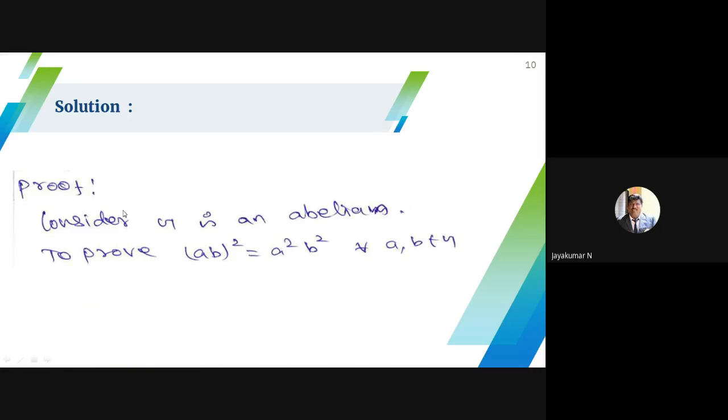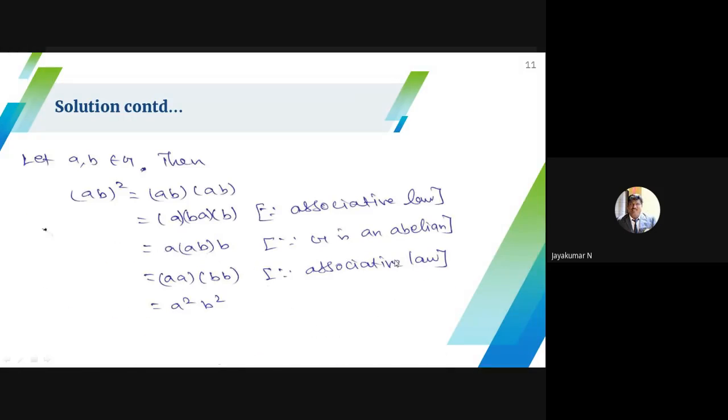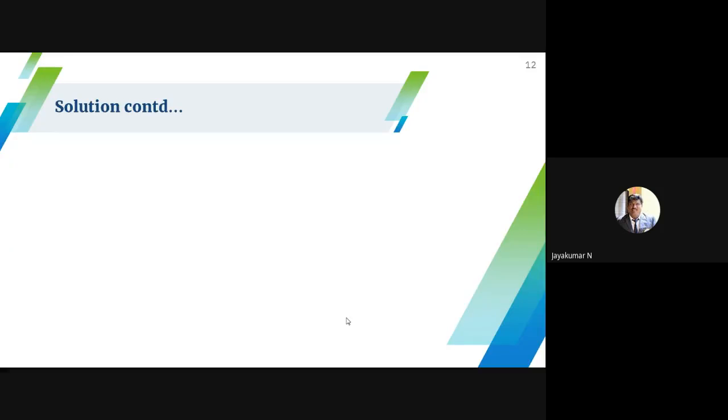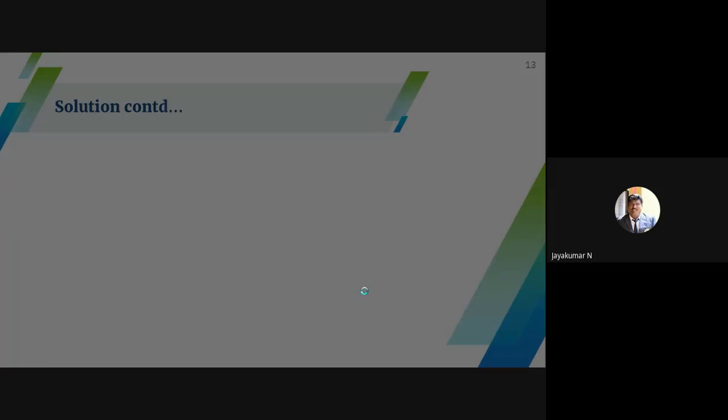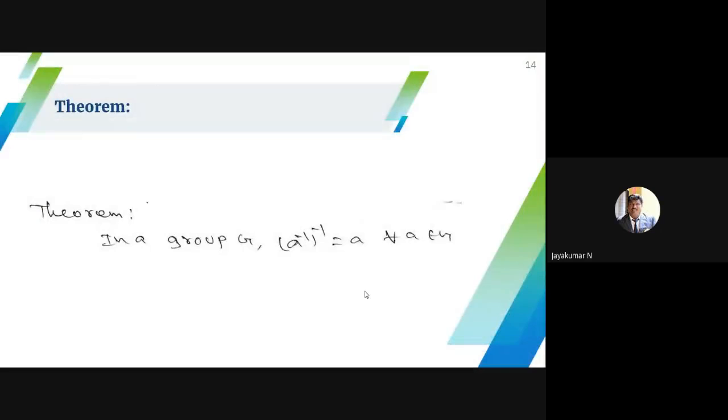So consider G is abelian. We have to prove this. Easiest one. Then consider the identity. We have to prove G is abelian. The proof is very easy. Where we have to start the proof, that is the important thing.